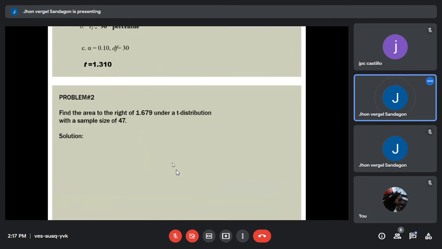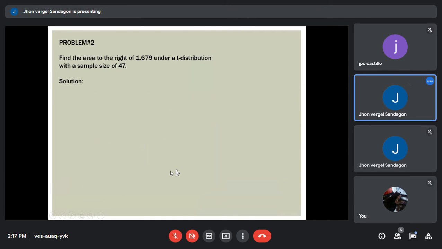Next, problem number 2. Find the area to the right of 1.679 under a t-distribution with a sample size of 47. So in order to find the area to the right of 1.679 under a t-distribution with a sample size of 47, we're going to find the area of 1.679. But we can see here that the given is the sample size. So we're going to find first the degree of freedom.